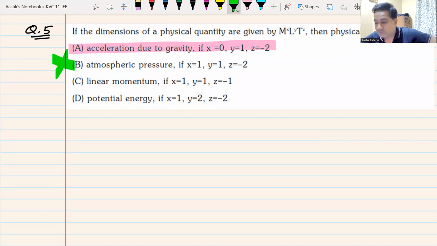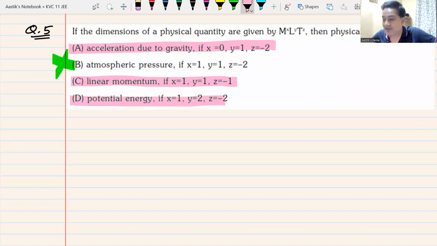So you got -2. Sad day in the life of a future IITian. You did not know the dimension of pressure. Let us move ahead in life. Option C, correct or not? Option C is correct. Momentum, M L T -1. A and C are correct up till now. B was not correct. That gave us -2. Slap on the face. D. D is correct. So the answers are A, C, and D.